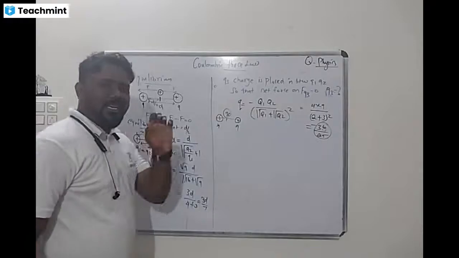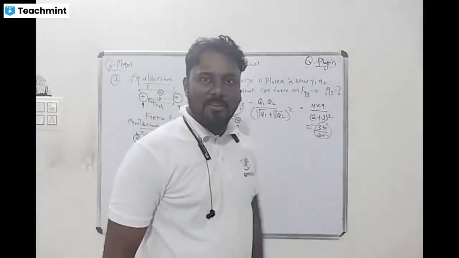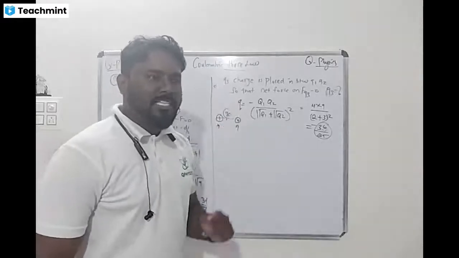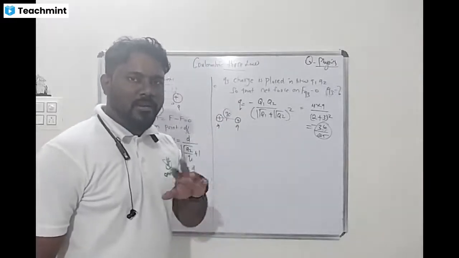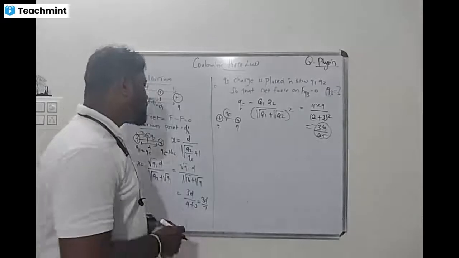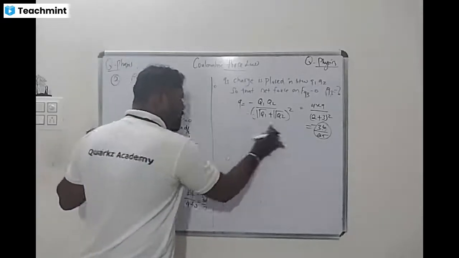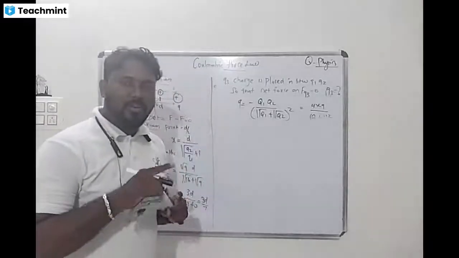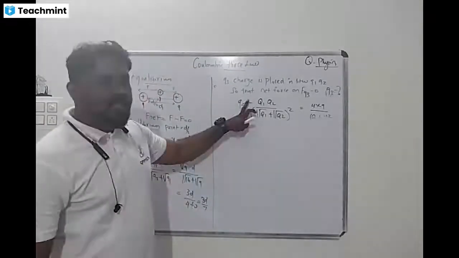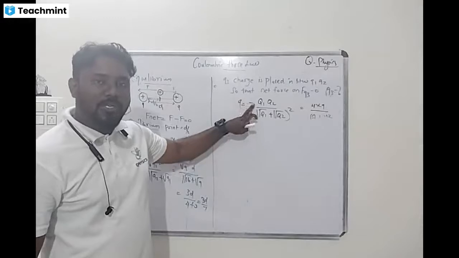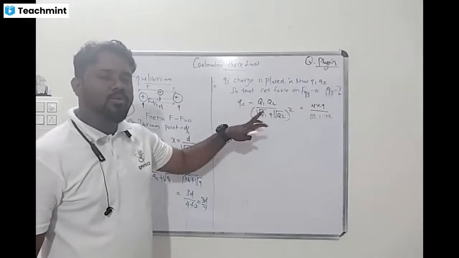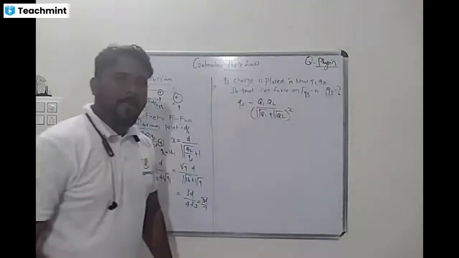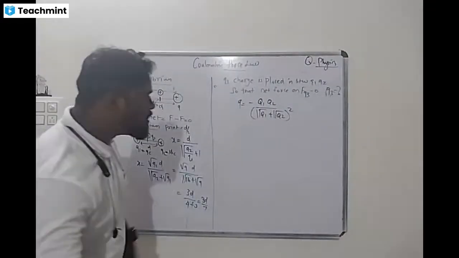Now tell me, what is the shortcut formula to calculate the equilibrium point? X is equal to d divided by root under q1 by q2 divided... X is equal to d divided by root under q2 divided by q1 plus 1. So the third charge value q3 is equal to minus q1 q2 divided by root under q1 plus root under q2 the whole square. Is it clear, everyone? Yes sir. This is very important thing.